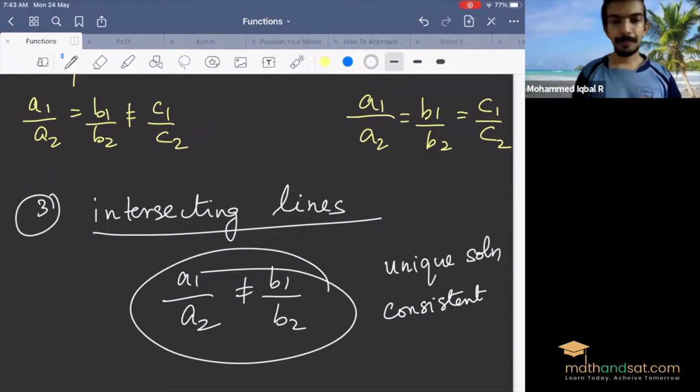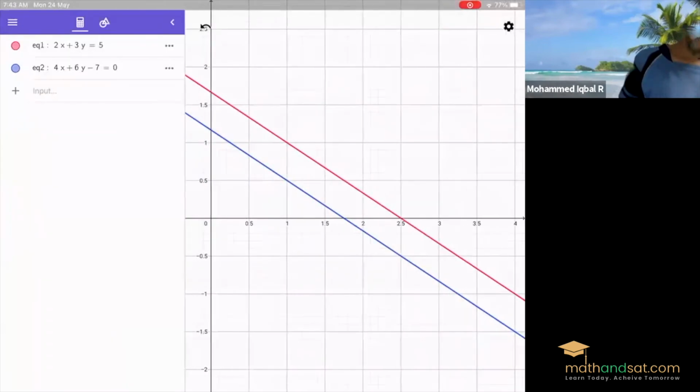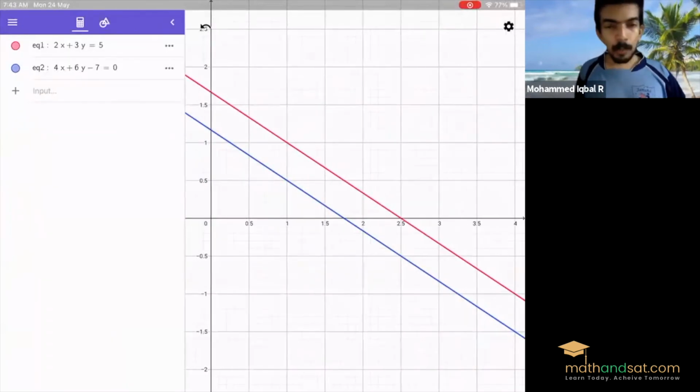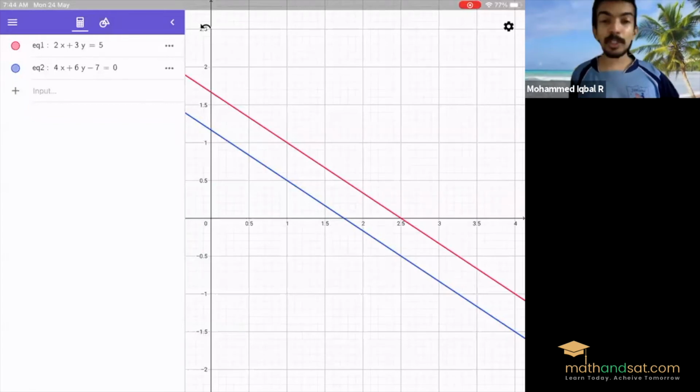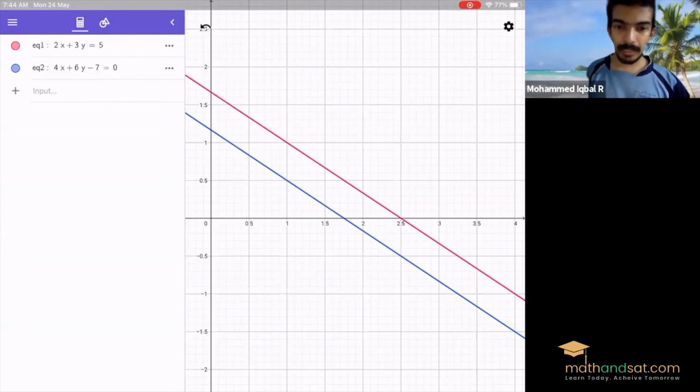Let me know. Now I'll just give an example graphically. Here the proportionality for the constant is broken. The proportionality for the constant is gone. That is why these lines are parallel. But the proportionality for the coefficients is still intact. We can see that 2 over 4 is the same as 3 over 6.